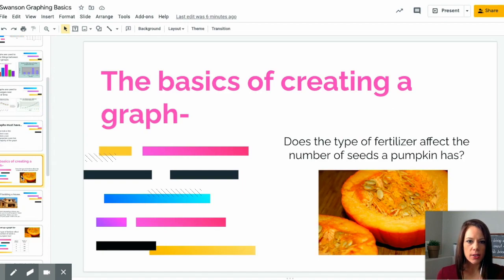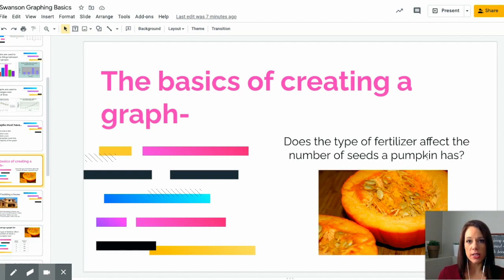So, basics of creating a graph. We're going to pretend like this is our question that we have gathered data on and we investigated, and now we're going to take our data from this question and create a graph. So let's say we investigated, does the type of fertilizer affect the number of seeds a pumpkin has?